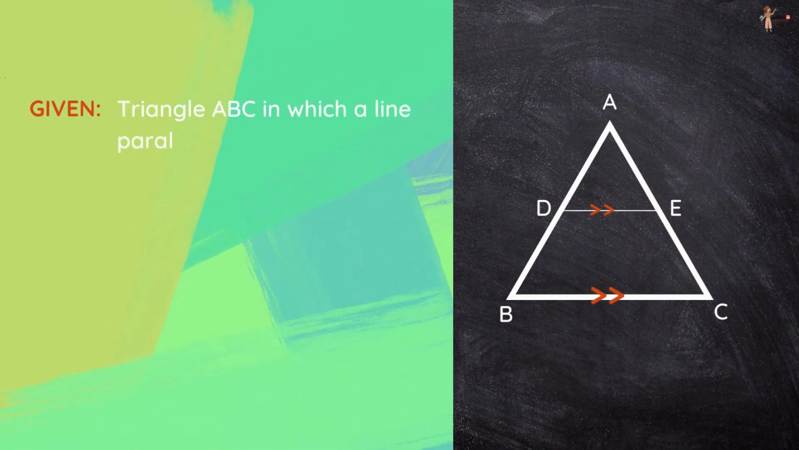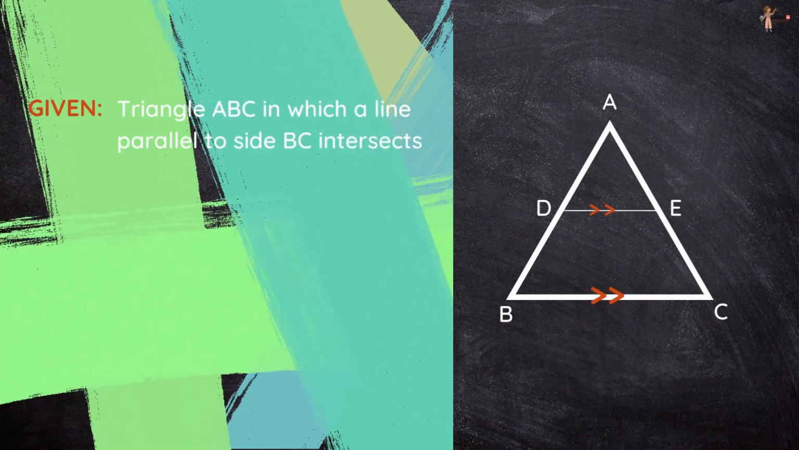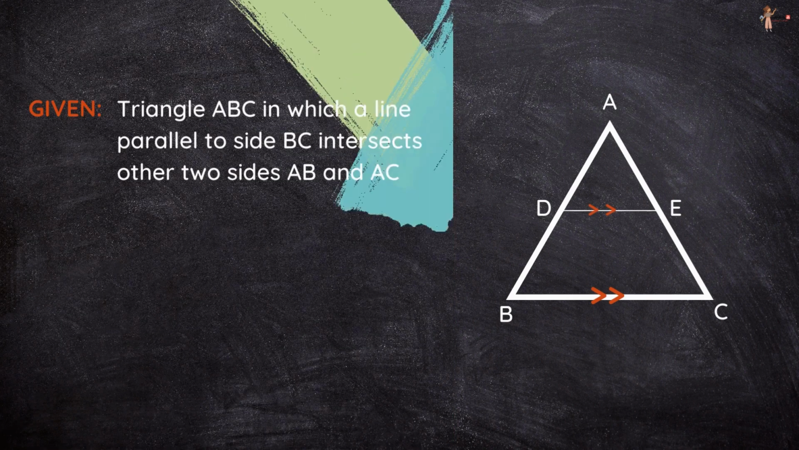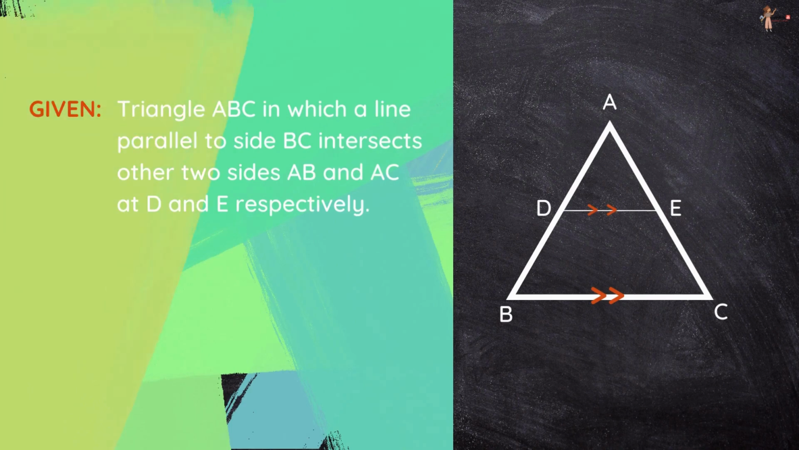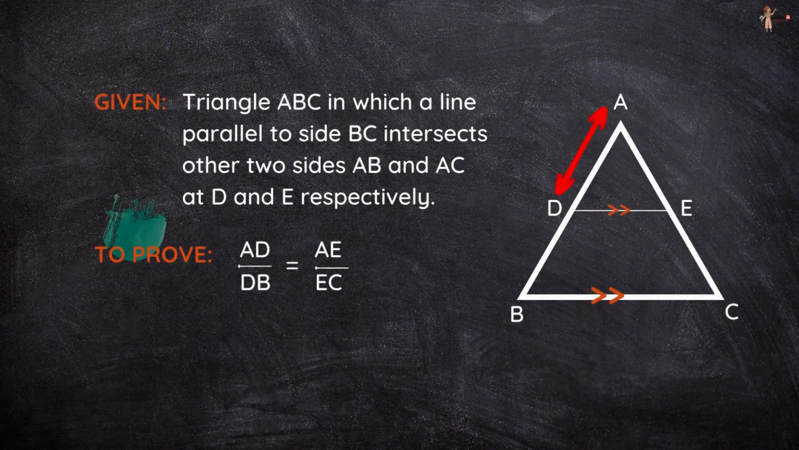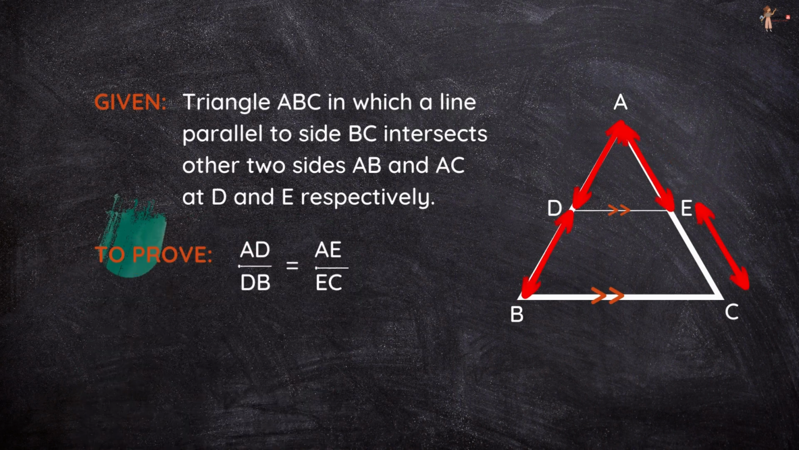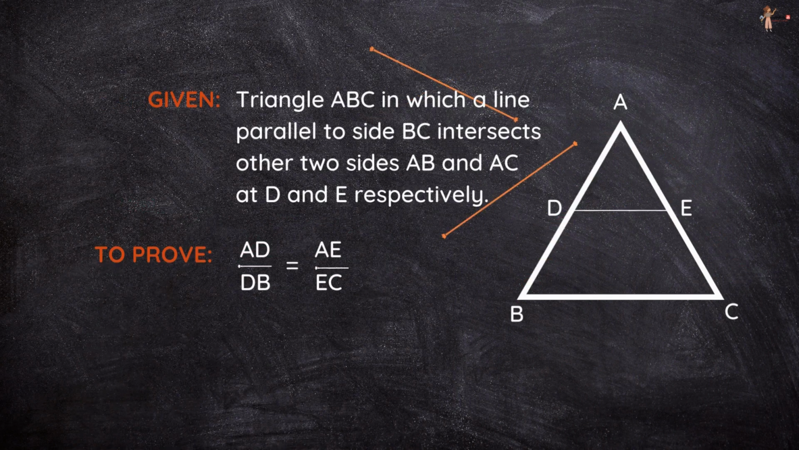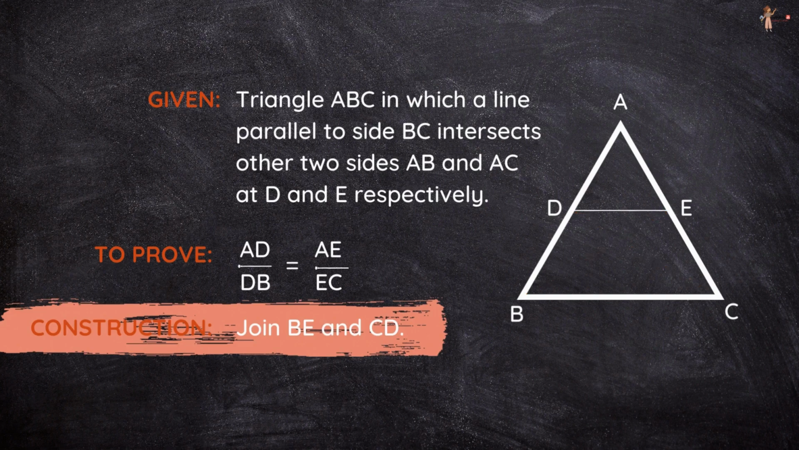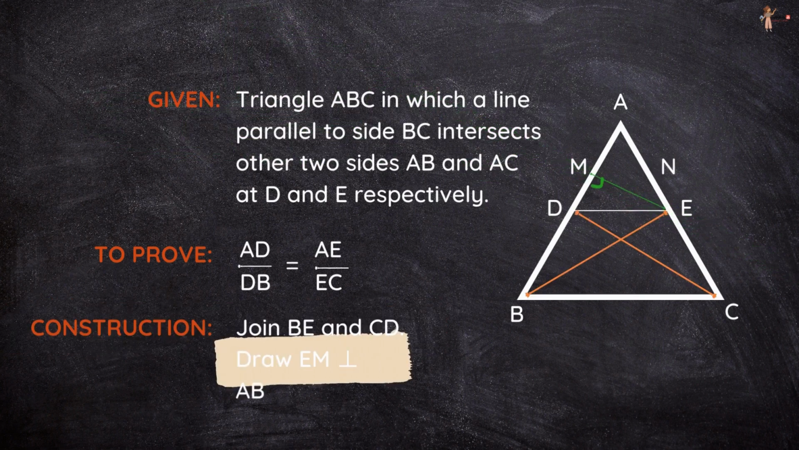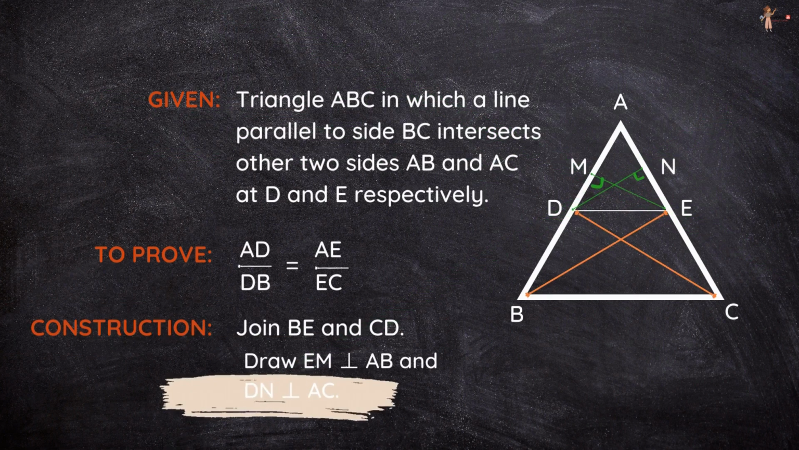This is triangle ABC in which a line parallel to the side BC intersects the other two sides AB and AC at D and E respectively. We need to prove that AD upon DB is equal to AE upon EC. Let us join BE and CD and then draw EM perpendicular to AB and DN perpendicular to AC.